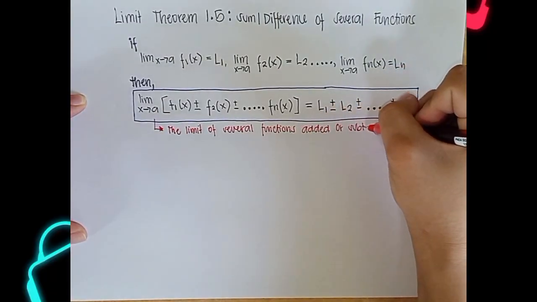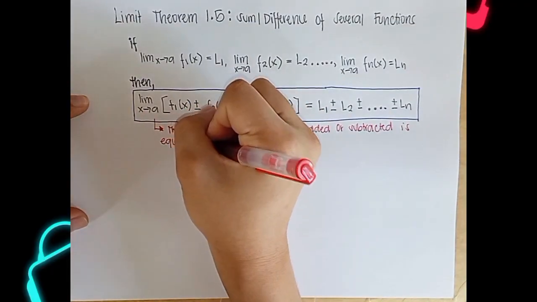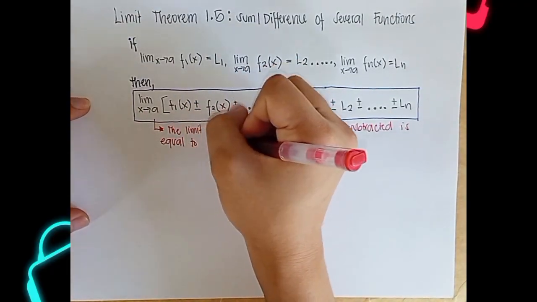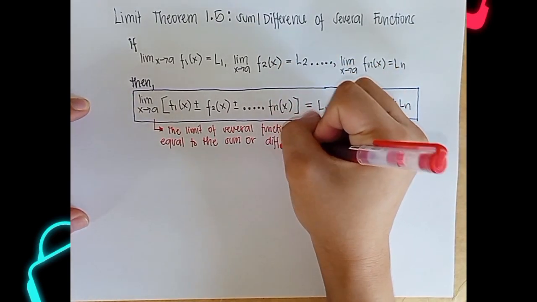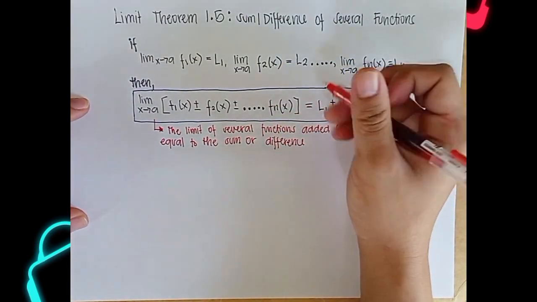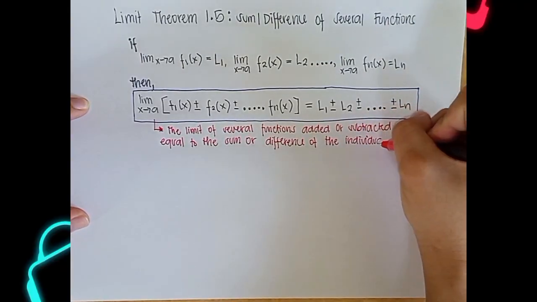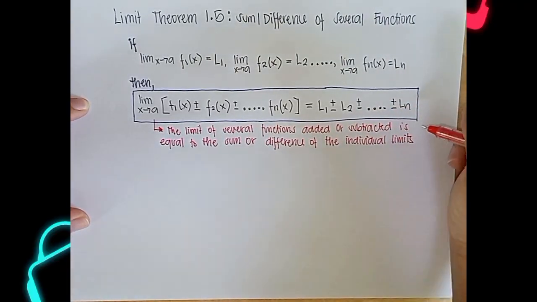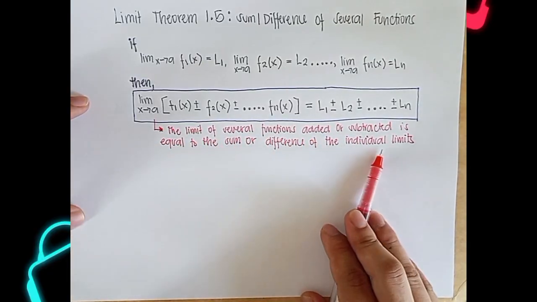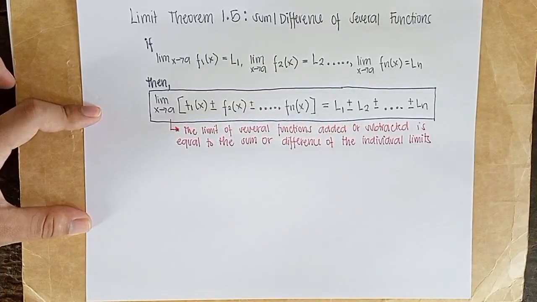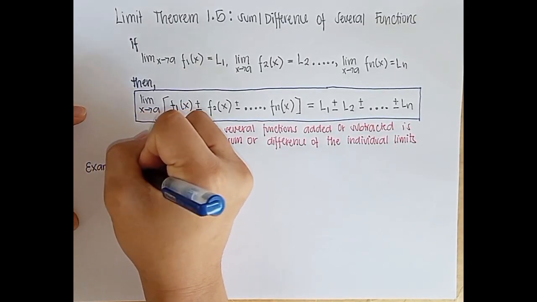Theorem 1.5 is essentially a combination and extension of the previous theorems, specifically Theorem 1.3, the sum and difference rule, and 1.4, the extended sum rule. If you have a limit involving multiple functions being added or subtracted, you can take the limit of each function separately and then perform the same addition or subtraction on the results. So to fully understand this, let's have an example.